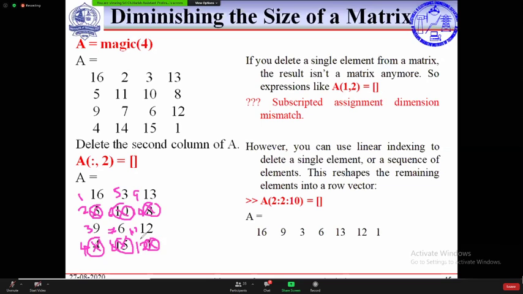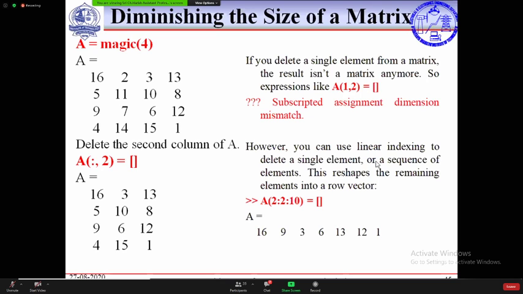Okay, sorry, this is the 10th element. I should not do this one. This is the 12th element, right? I'm sorry. This is the 12th element. Only till 10. So it is 12, 1. Is it clear, my dear friends? Yes, sir. Okay. Right.